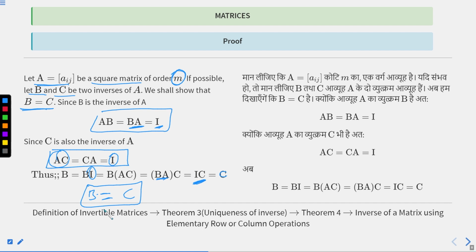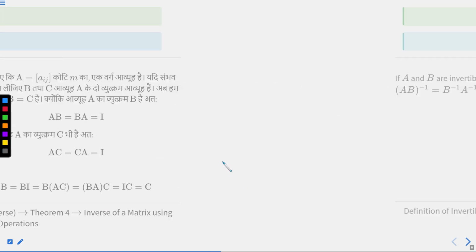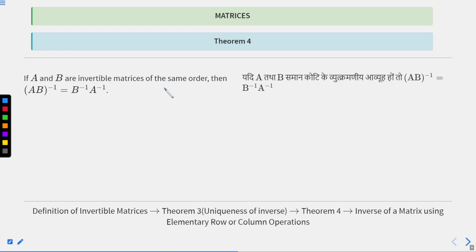So whenever you have a matrix, and if the inverse exists, then you will have a unique inverse. You will have a unique inverse. Okay, simple proof. Let us move to theorem 4.